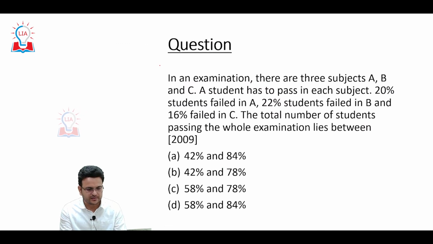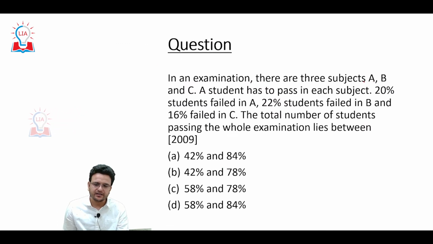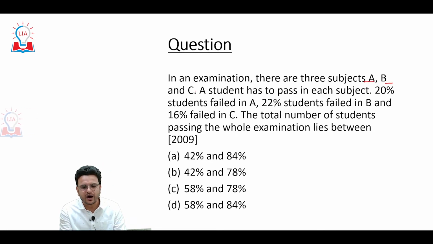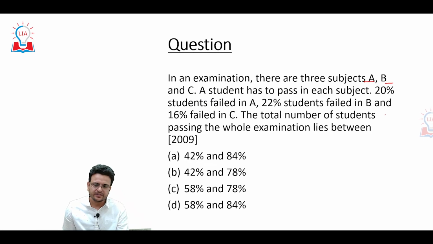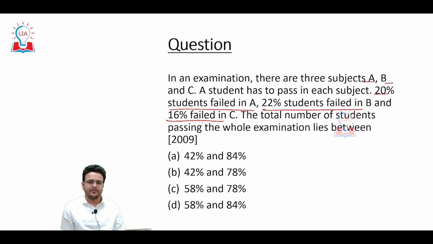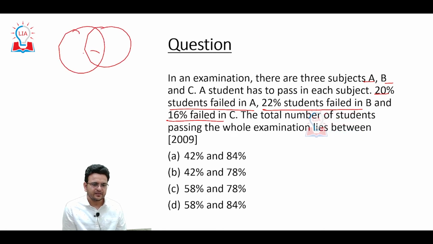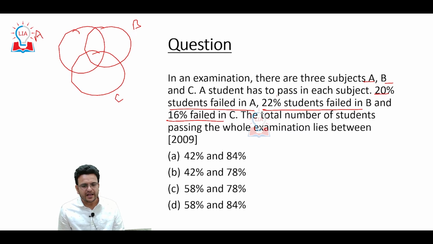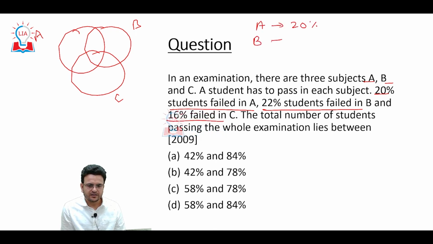Let's see one more question. In an examination, there are 3 subjects A, B, C. A student has to pass in each subject. 20% failed in subject A, 22% failed in B, and 16% failed in C. Okay, so we have three subjects: subject A, subject B, and subject C. A student has to pass in each subject. 20% failed in A, then 22% failed in B, and 16% failed in C.